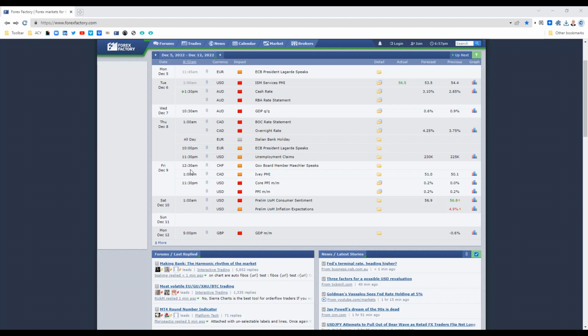Then moving into Friday, 11:30 PM for the US, we have got core PPI month on month, PPI month on month, and then moving into early Saturday at 1 o'clock in the morning for the US, we've got the prelim UoM consumer sentiment. So those are the news items that could affect the Aussie US dollar through the course of the week. With that in mind, let's get into the charts.